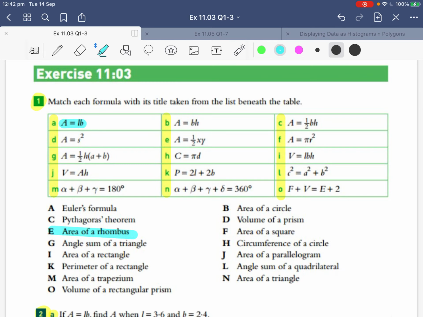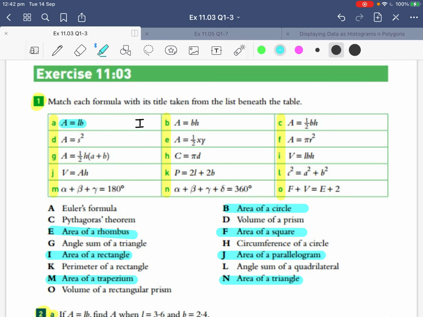The first one is area of a rhombus, area of a rectangle, area of a trapezium. We have area of a circle, area of a square, area of a parallelogram, and area of a triangle. You should know your area formulas from earlier in the year when we looked at them. So this first one, A equals LB, is in fact the area of a rectangle. That is title I.